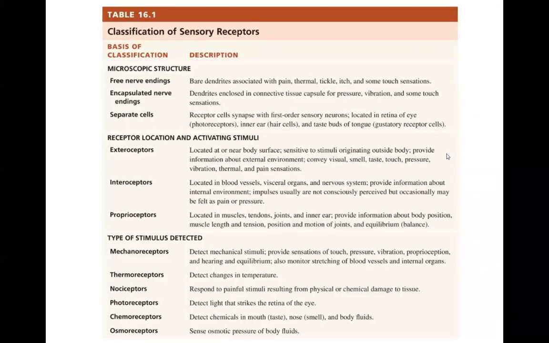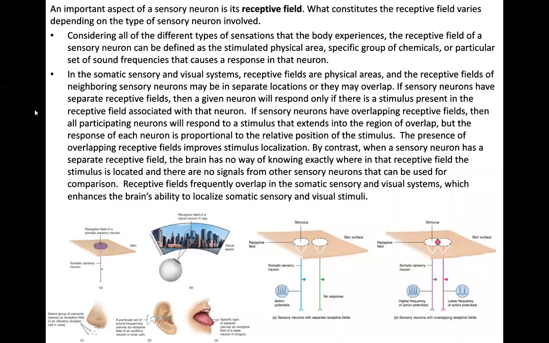Okay, so those are the three different ways to classify sensory receptors. First of all, we talked about microscopic structure, how they look under a microscope. Then what we just finished talking about, where they're located and the stimulus that activates them, whether that's exterior, interior, or within muscles, tendons, and joints. And then the third, which we looked at second, were those classified based on the stimulus that they detect. Okay, so that's just getting the nuts and bolts of what types of receptors we have in our body.